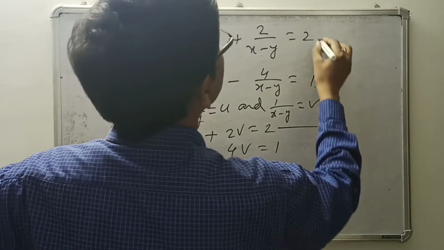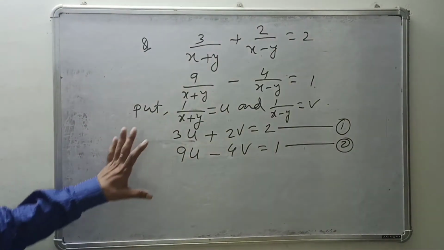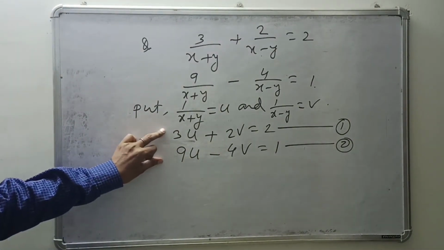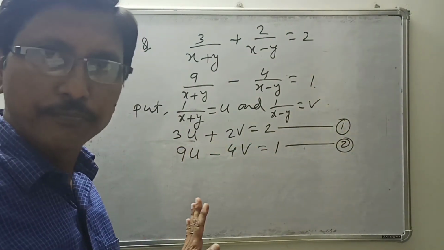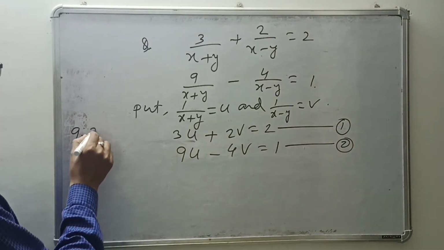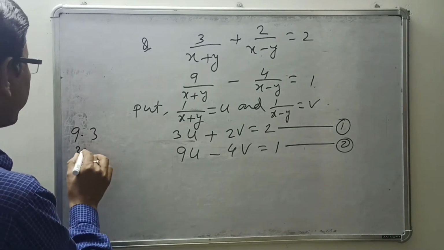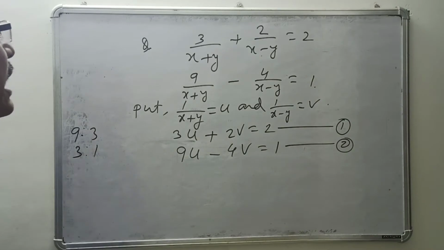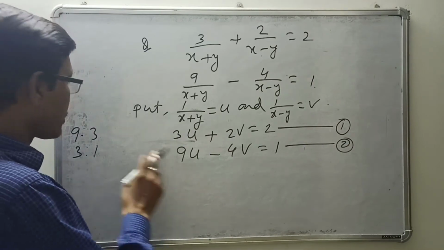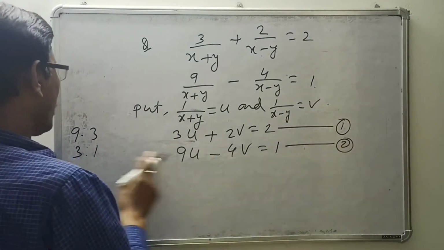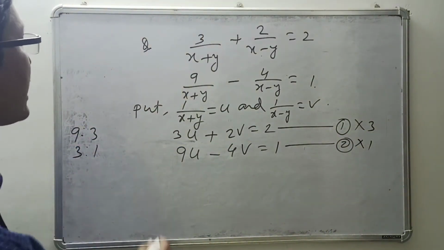Suppose these are given as equations 1 and 2. Now, to solve this, what needs to be done? Equation 1 is to be multiplied by 9 and equation 2 by 3, or in the simplest form, 9 is to 3, so multiply equation 1 by 3 and equation 2 by 1. Your purpose is to get the same number by multiplying, so we multiply equation 1 by 3 and equation 2 by 1.